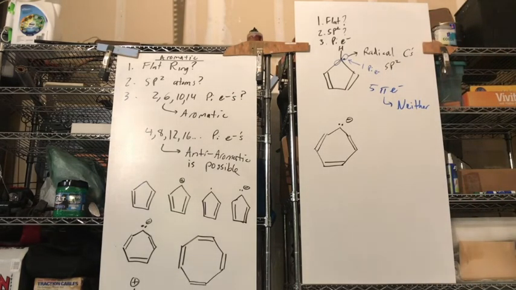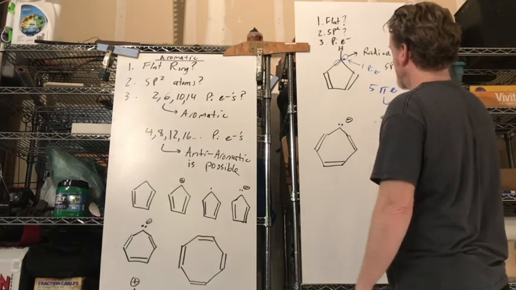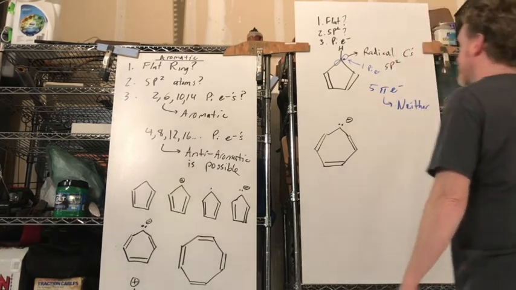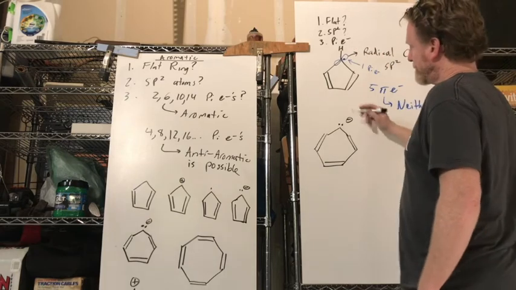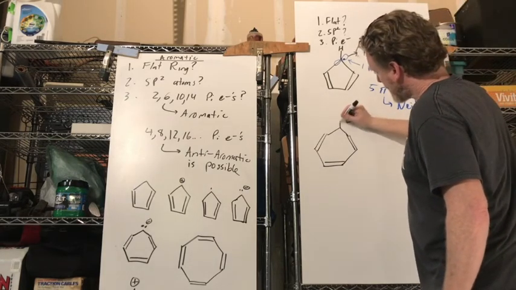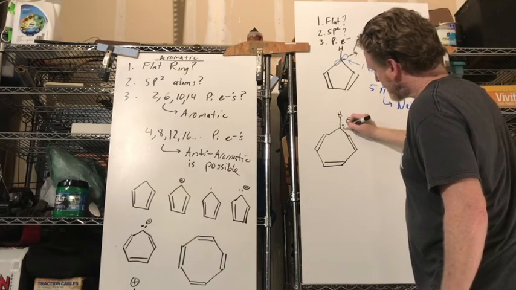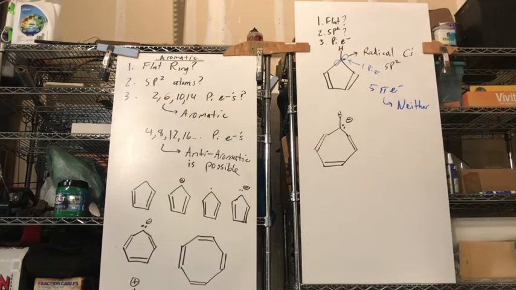And we're back. Okay, so for this one, can it be a flat ring? Sure, we'll say it can be flat. sp2 all the way around. If I make this one sp2, I have a hydrogen here, I have the lone pair. Let's say I'm going to go with it. I'm going to say, okay, I can be sp2.